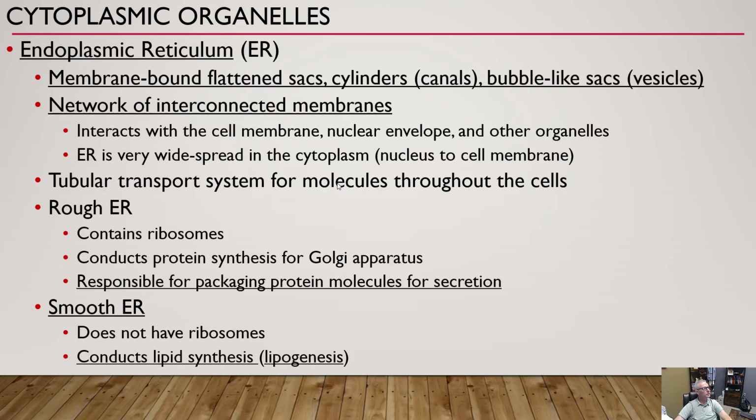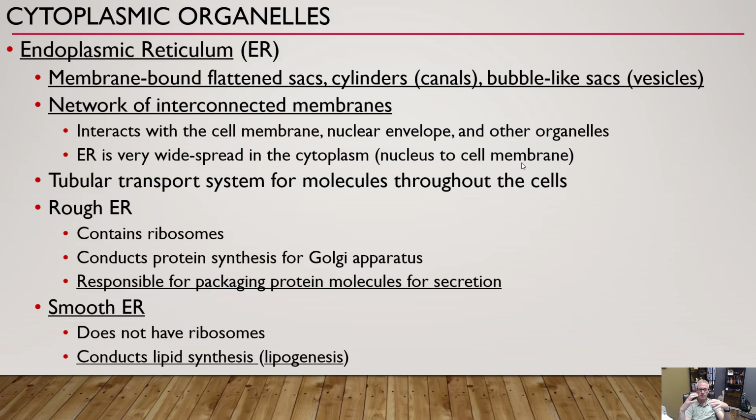All right, endoplasmic reticulum. Basically, the endoplasmic reticulum is a bunch of membrane-bound flattened sacs. They look like cylinders or canals or bubble-like sac vesicles. They're a network of interconnected membranes. Basically, they start at the nuclear envelope and go all the way to the cell membrane, and they connect with a bunch of other organelles. Basically, they're a transport system.